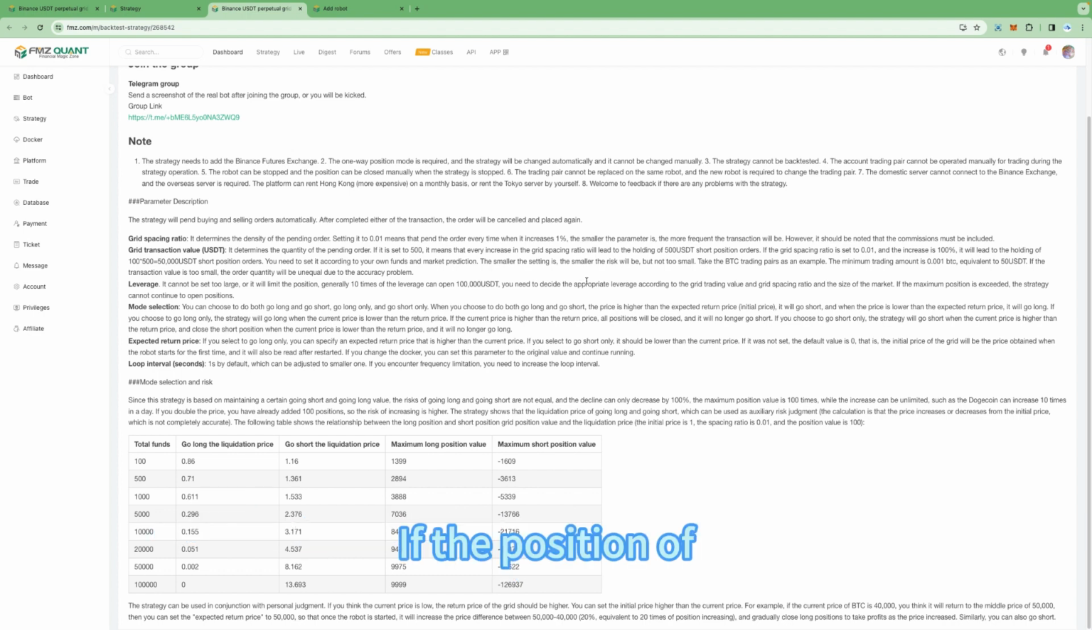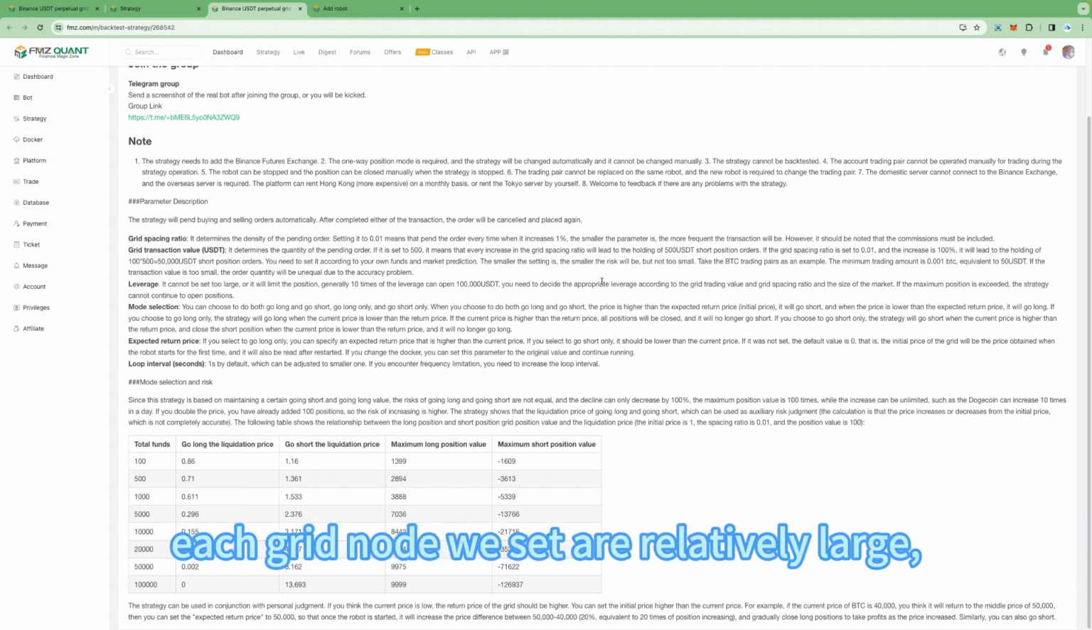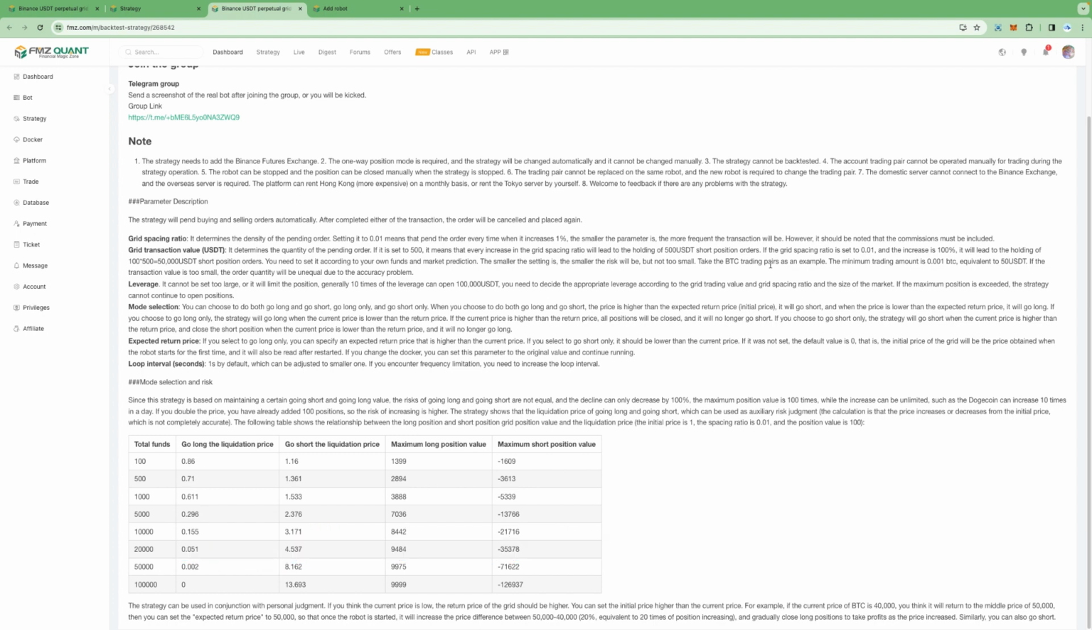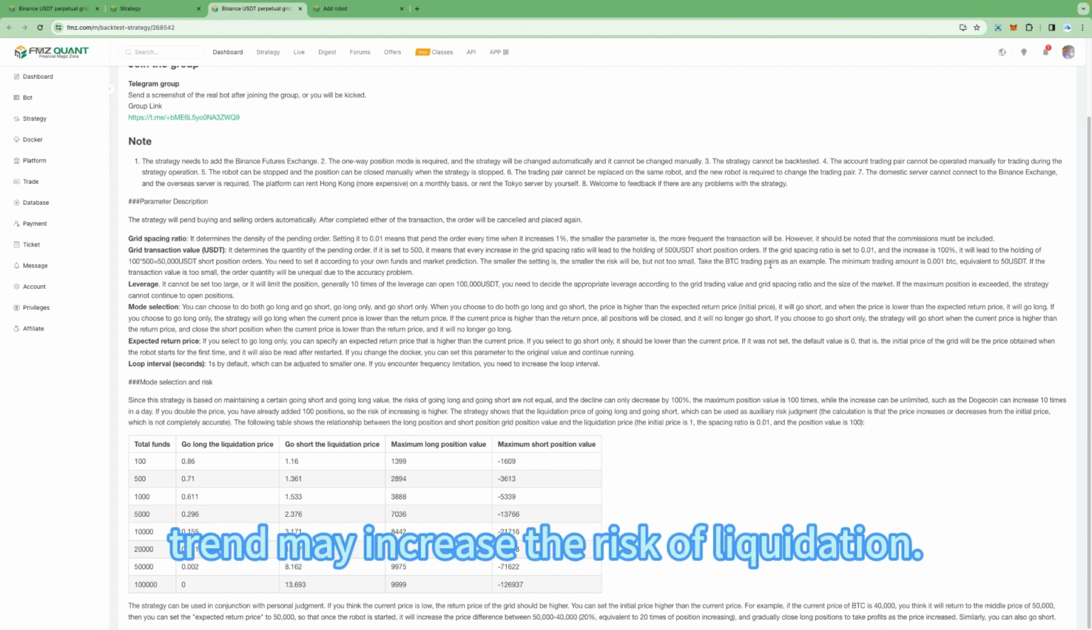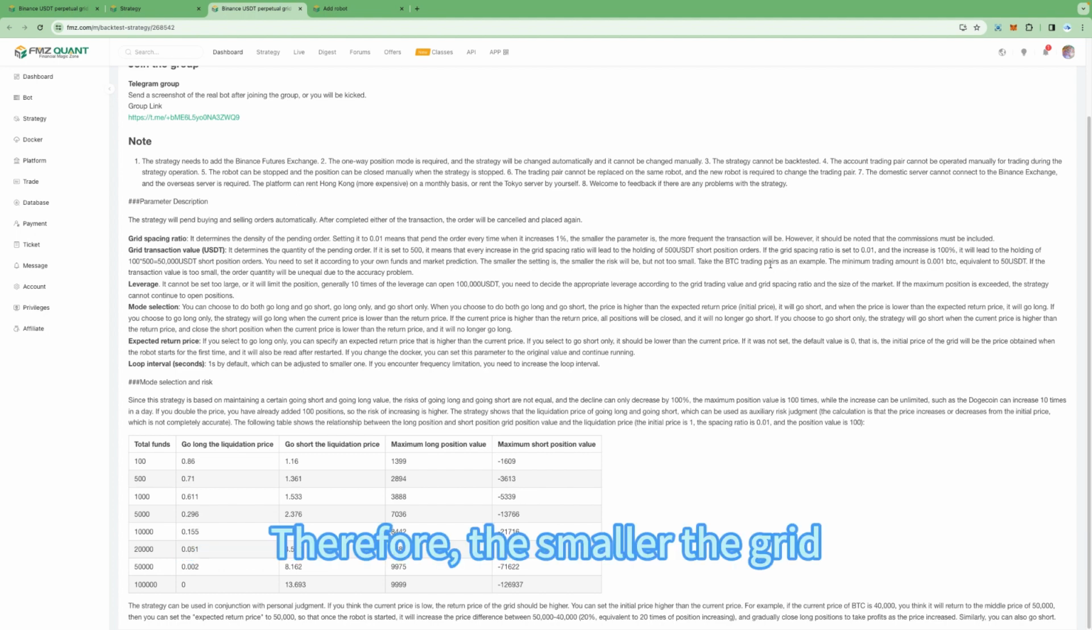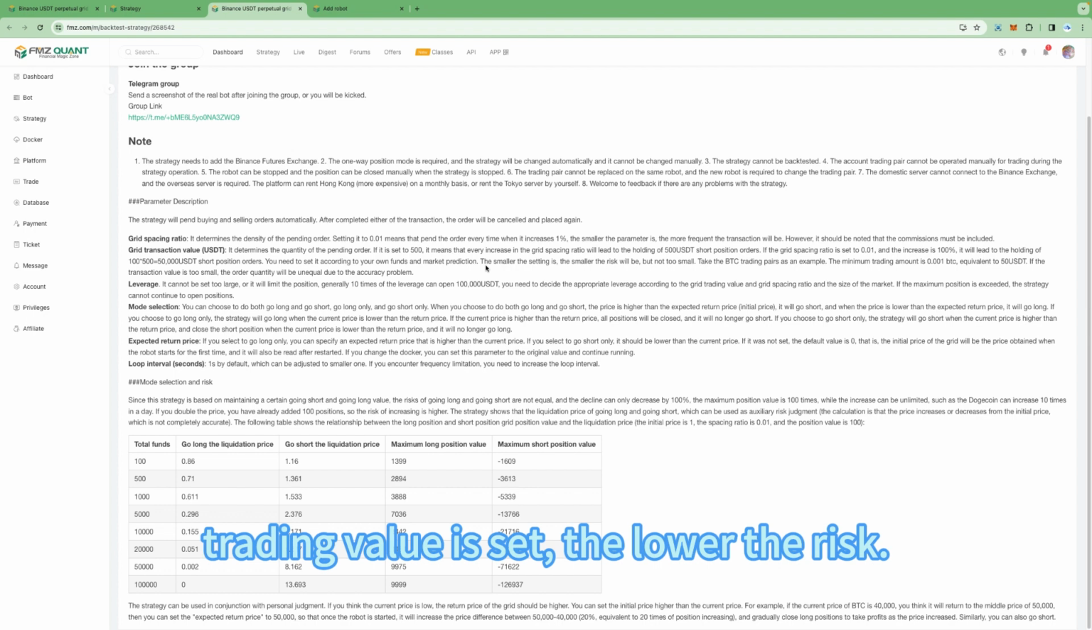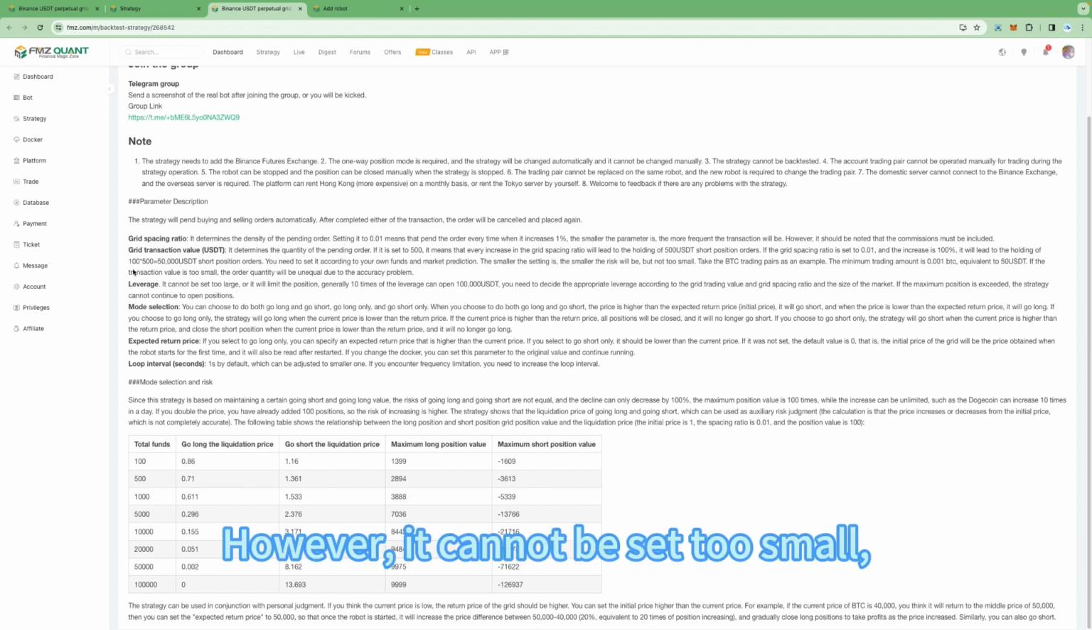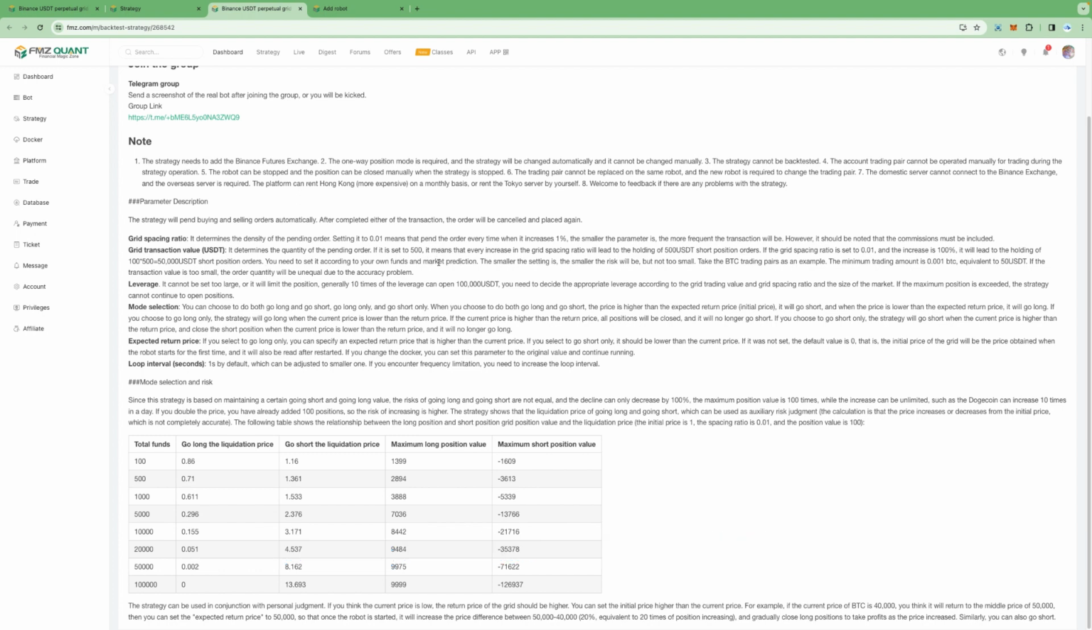If the position of each grid node we set is relatively large, a small upward trend may increase the risk of liquidation. Therefore, the smaller the grid trading value is set, the lower the risk. However, it cannot be set too small.